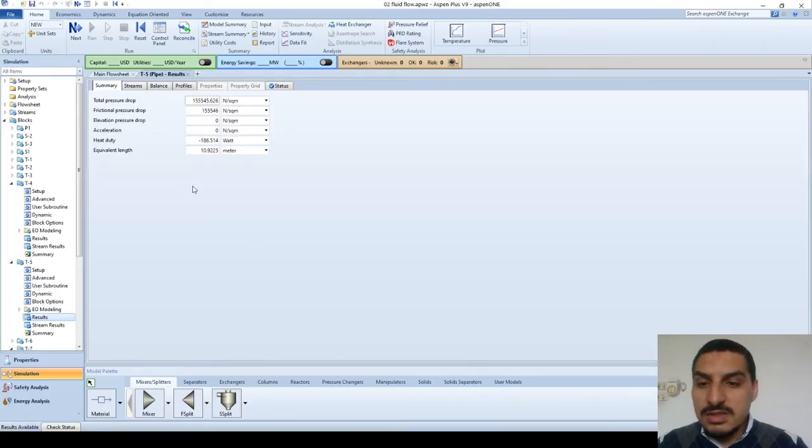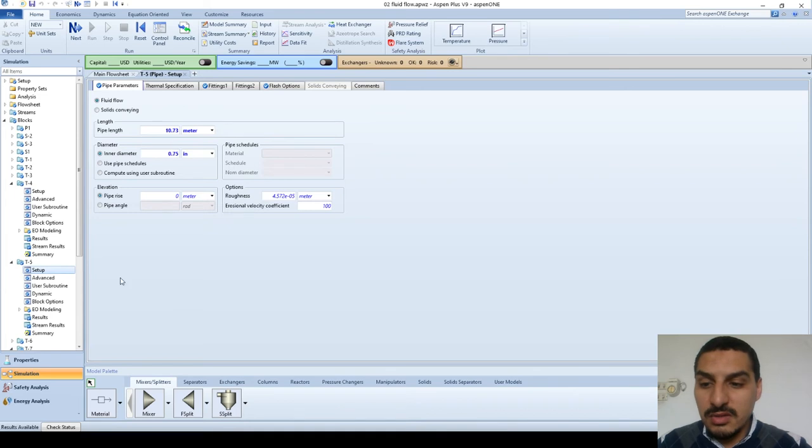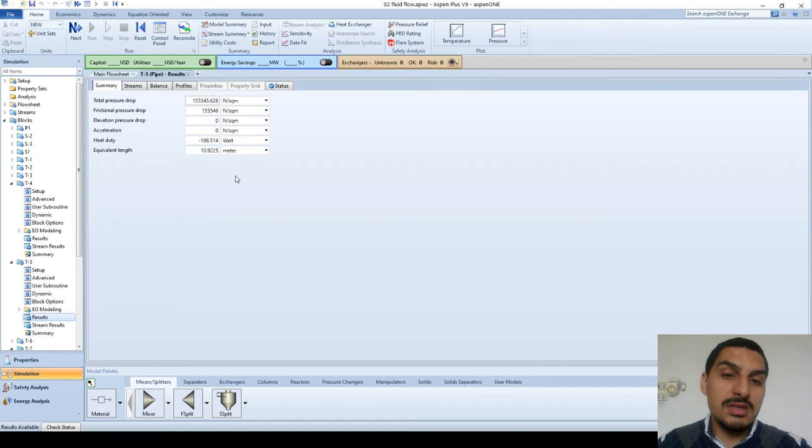In this case, the actual length, as we put in the setup, is 10.73 meters, and here the equivalent length is 10.92. Which means that there is some increase in the losses due to the presence of a minor loss. I can tell simply from the equivalent length that this is a very small increase, because it was 10.73 and now it's 10.92, so it's almost 0.2 meters increase in the length of the pipe.